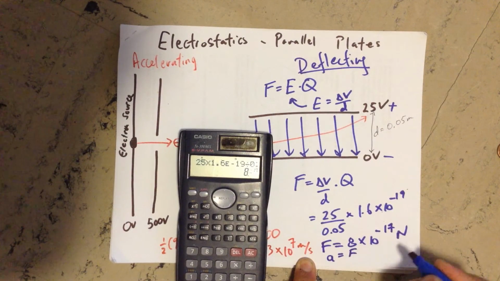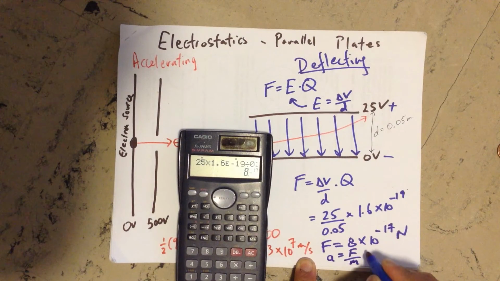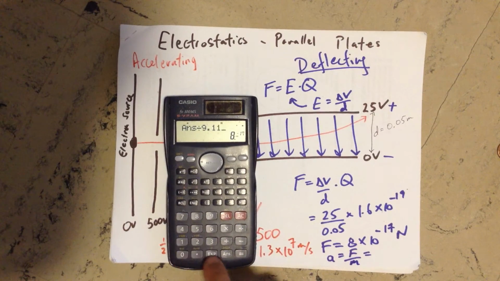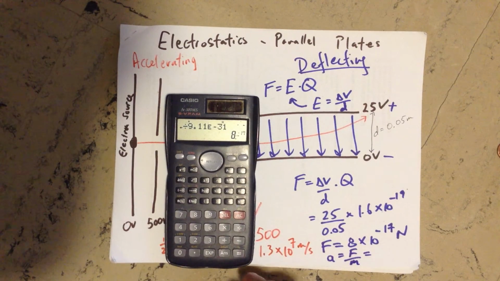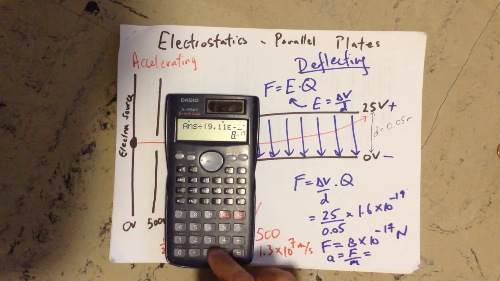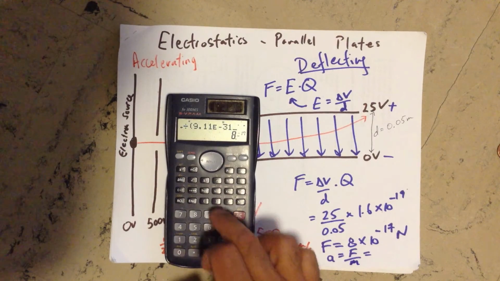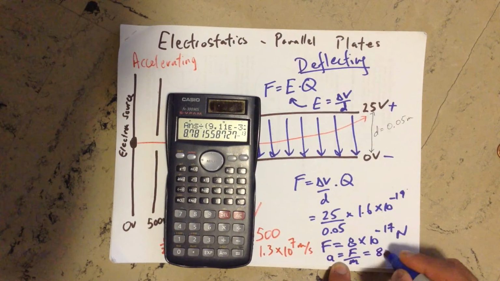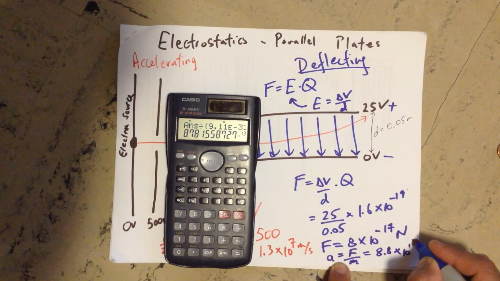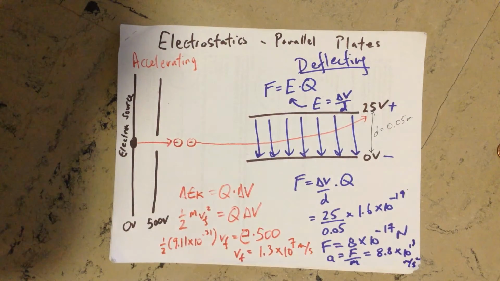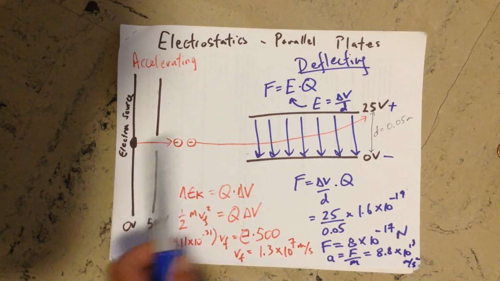And then, in case the question asked you to solve for acceleration, acceleration is force divided by the mass. So we take our force and we divide it by the mass of an electron, and get an acceleration of 8.8 times 10 to the 13th meters per second squared. So there is the complete how to solve parallel plate questions for both the accelerating voltage and the deflecting voltage.